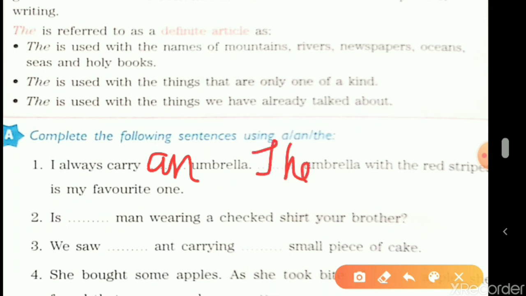The umbrella with the red stripe is my favorite one. The umbrella, we are talking about a particular umbrella, so we'll be using the. I always carry an umbrella. The umbrella with the red stripe is my favorite one. Hope everybody has done it.